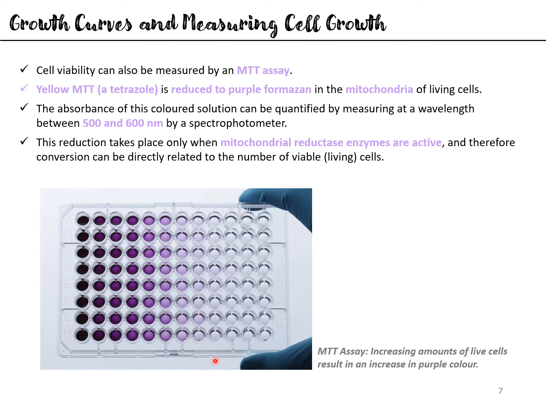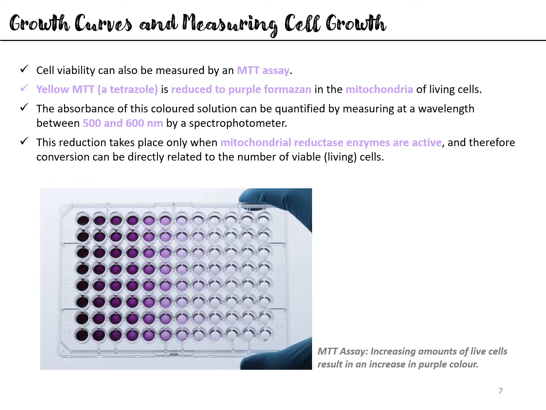So this is what it looks like. If you go along the row, you can see that the intensity of the purple color is decreasing. So this is indicative of lesser and lesser amount of living cells. If you simply dilute your cells, then as you go down the dilution, the most dilute is on the right hand side, and on the left hand side you have the least dilute, that is the highest number of cells. So the intensity of this purple colored product formed is differing. Increasing amounts of live cells will result in an increase in purple color. So this will act as a visual measure of how many live cells you have.